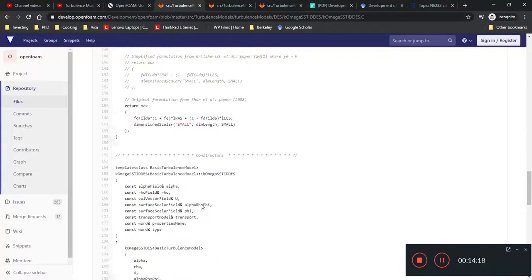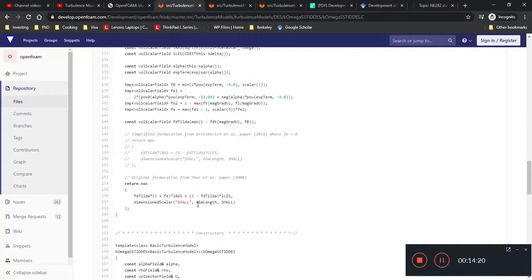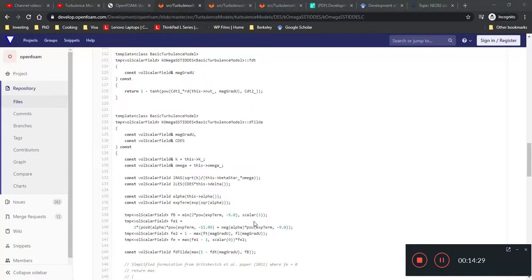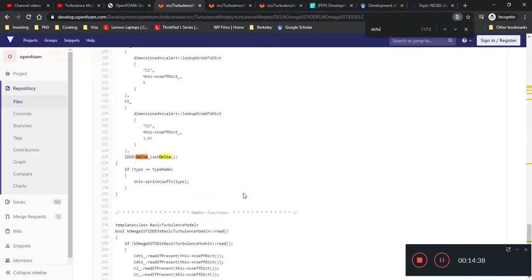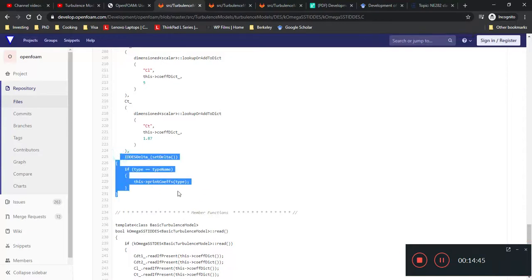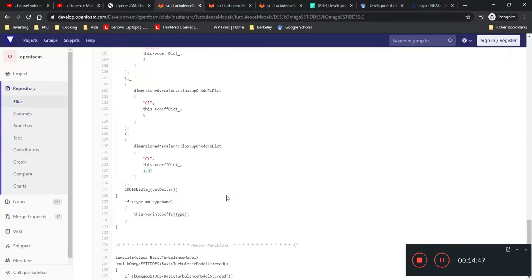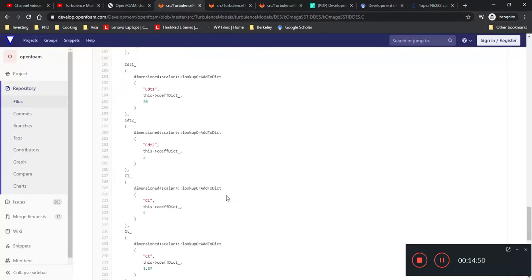And let's see the LES length scale. The LES length scale will be CDS times the delta. What's the delta? Okay, it will be here, one of the pieces of code dealing with delta. I won't go into that.